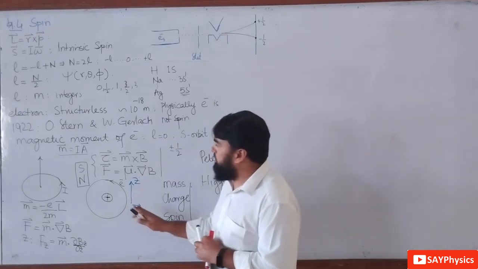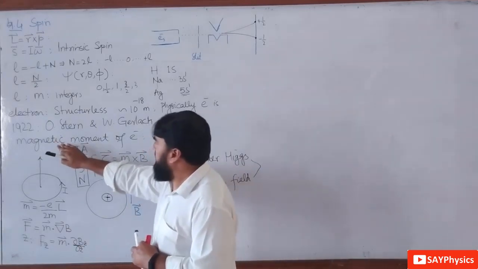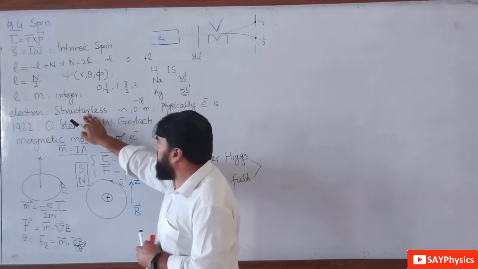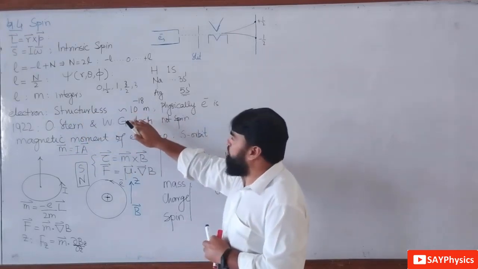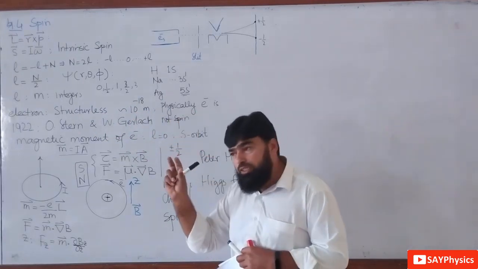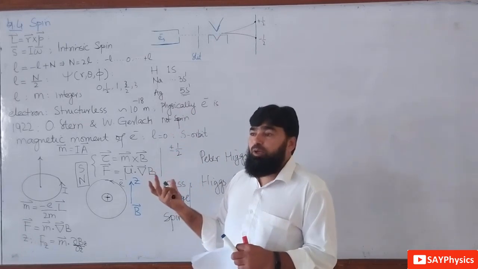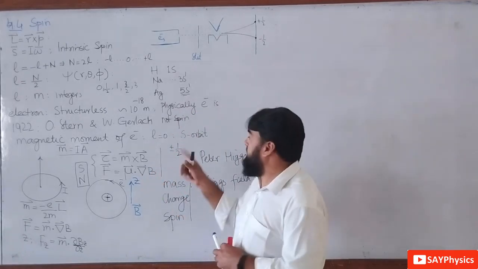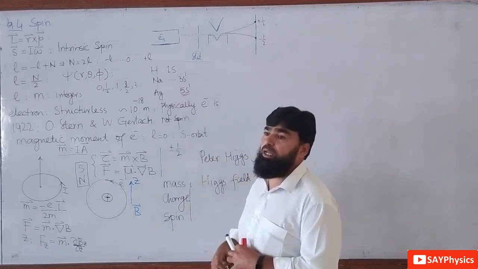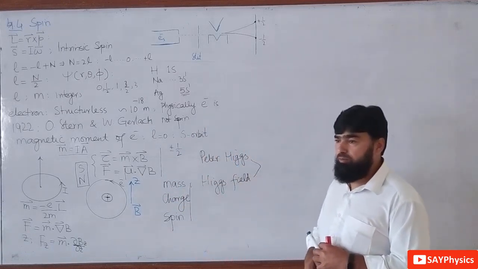When we come to the electron, it's a structureless particle, so we know that it is physically not spinning, because physically something would have to be spinning. When it has no structure, then physically it is not spinning, but it has spin angular momentum.